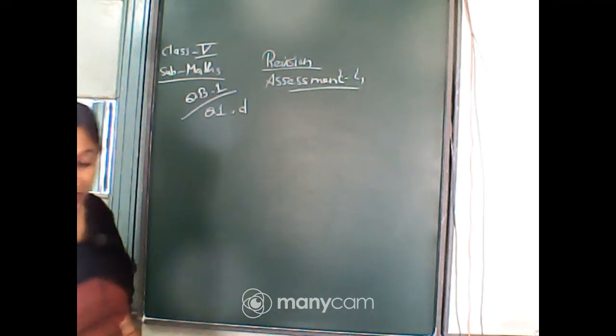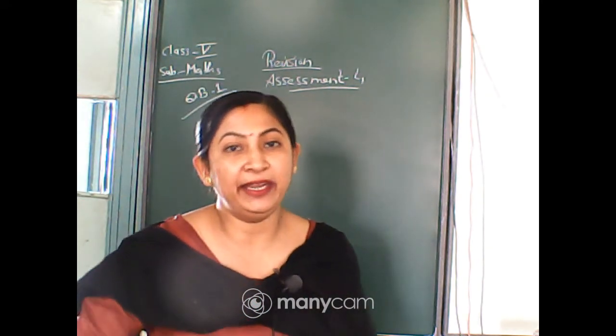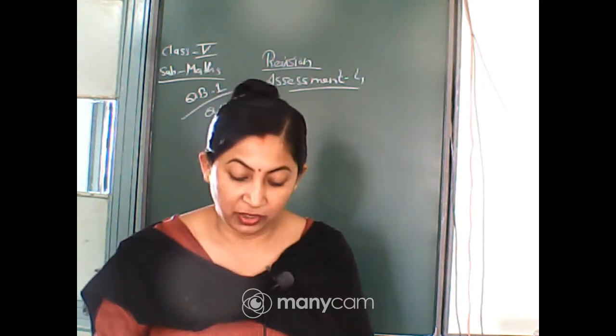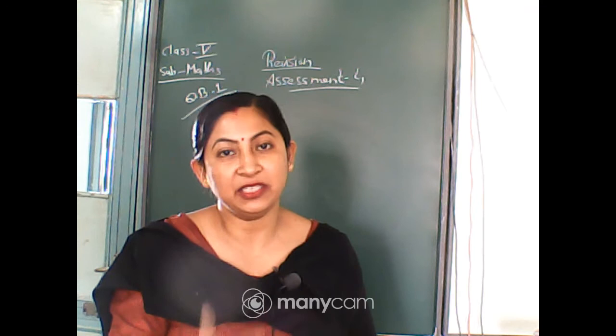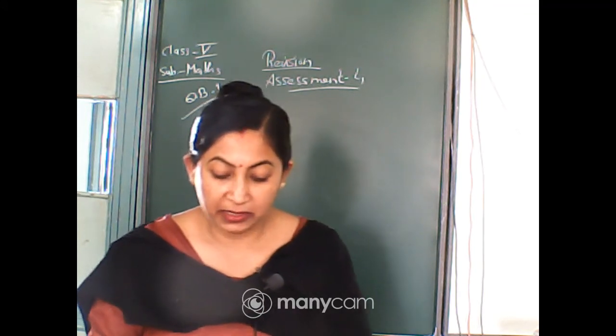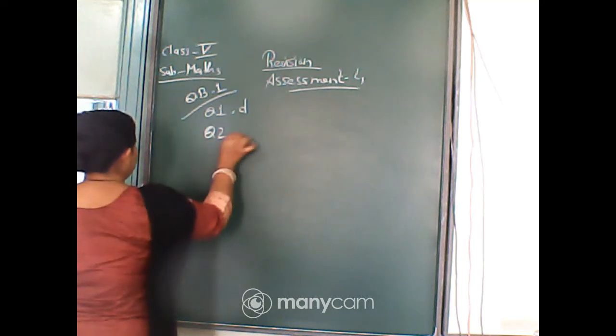Simplification. Orally you can simplify, isn't it? It is given 8 into 8. 8 into 8, 64 minus 8. Again come back 8 steps backward, that is 56. So the answer will be number C. So for question number 2, the answer is number C.